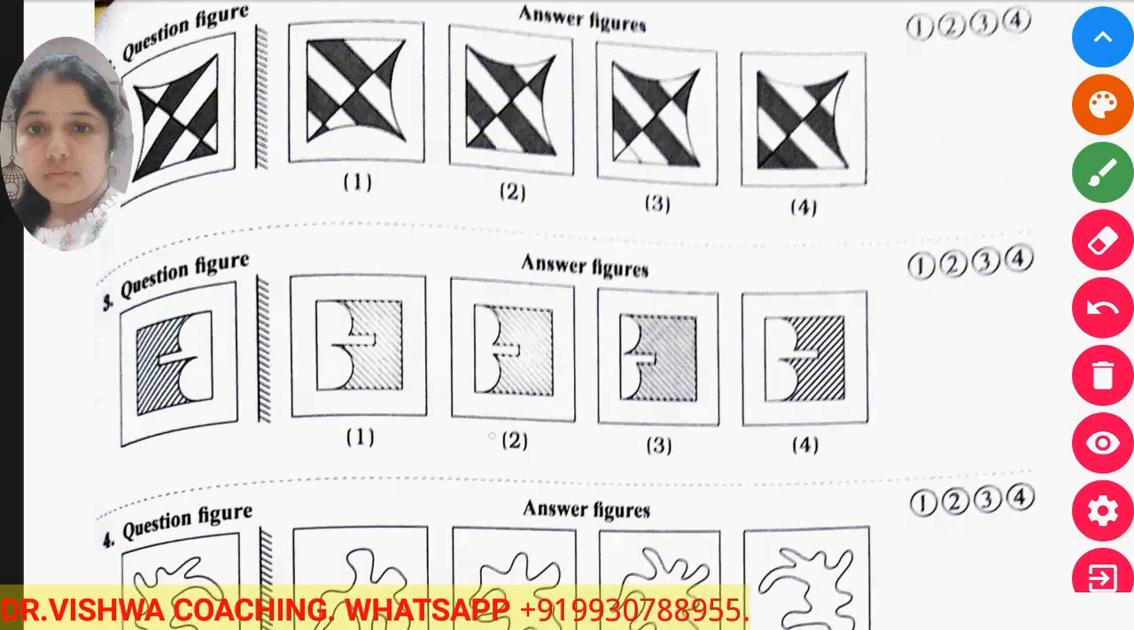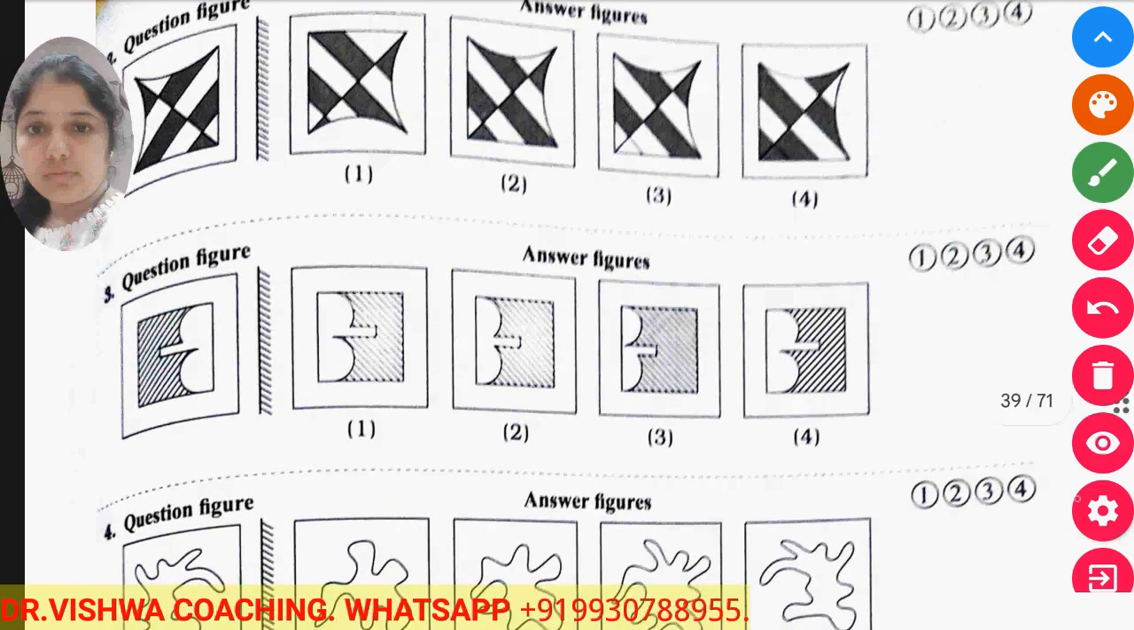Here again you can check which is the correct option. I think option number 1 is the correct option, because this semicircle is bigger, this semicircle is smaller, and lines are there. Okay, so option number 1 is the correct option for figure number 5. Okay, like this you can solve for the mirror images.